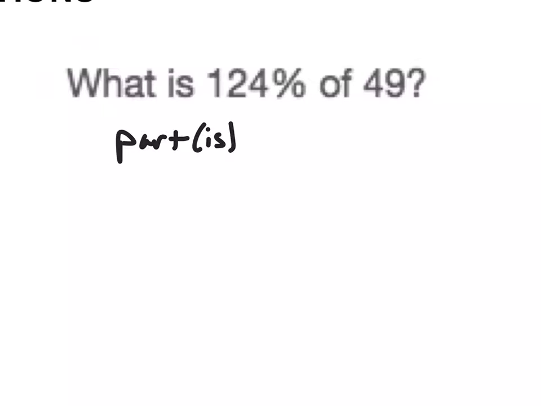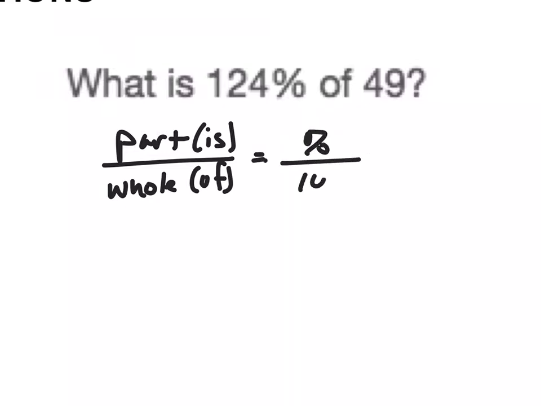On this next example, I want to do part is over whole, which is of, and that's equal to percent over 100. It gives us the percent: what is 124% of 49? I'm going to write out my proportion here. I'm going to put 100 down here and 124 here.